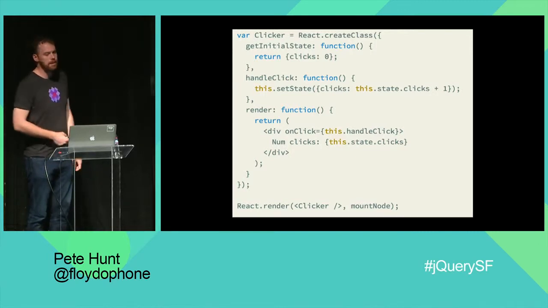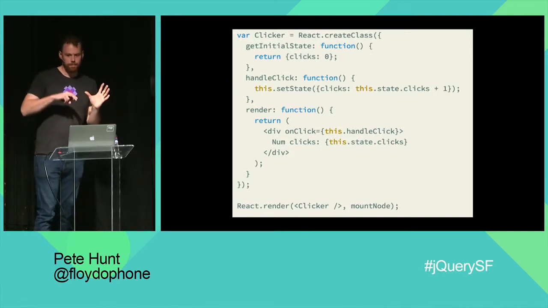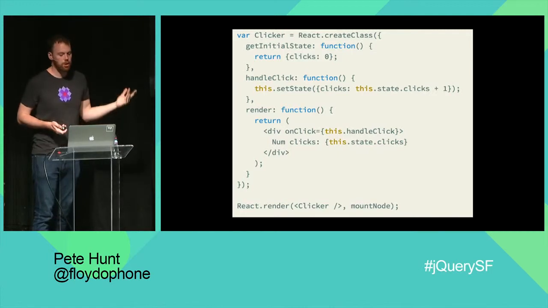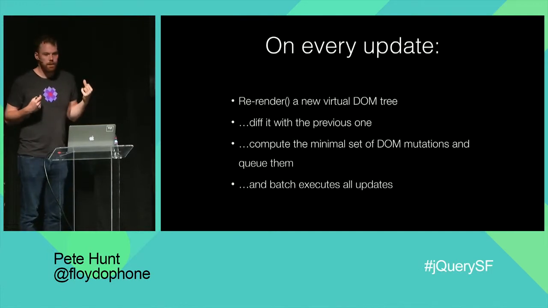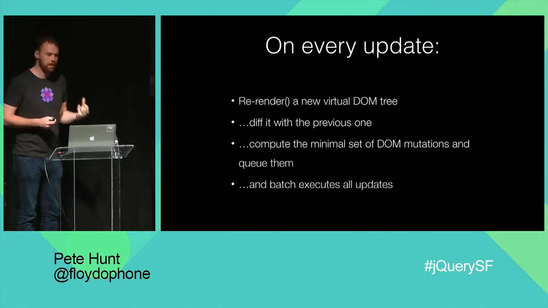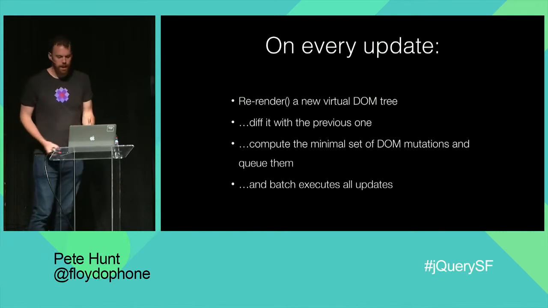These have 3 keys on them. And what React does is React looks at that and makes the UI appear the way that this code wants it to appear. So whenever the UI is updated, so whenever setState is called as the result of an event, render is called again. And it re-renders a new virtual DOM tree.